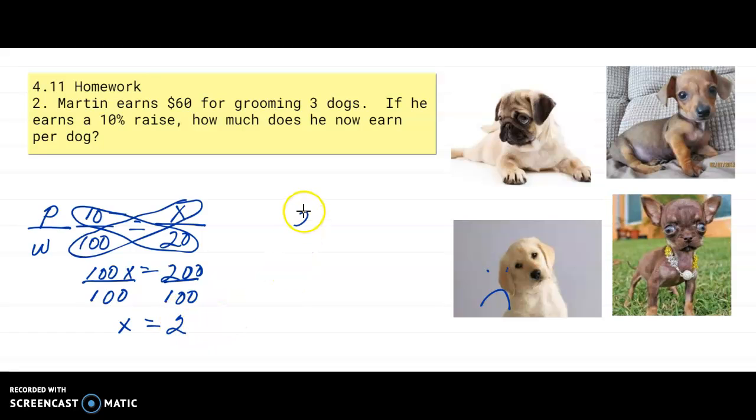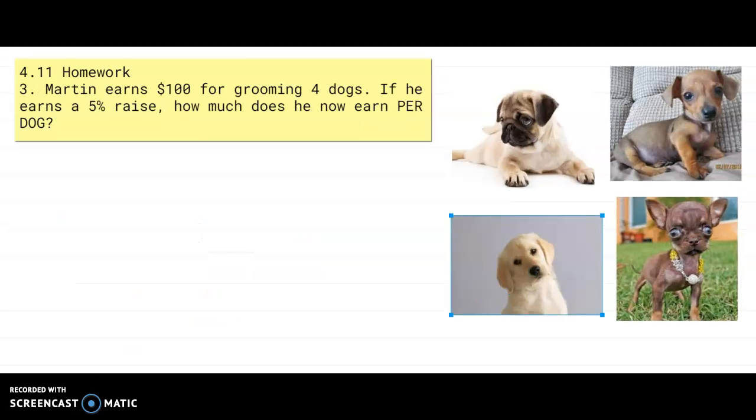So that means that after his raise, he gets paid $20 plus $2. His new rate of pay per dog is $22. Okay, in problem number 3, Martin earns $100 for grooming 4 dogs. If he earns a 5% raise, how much does he earn per dog?